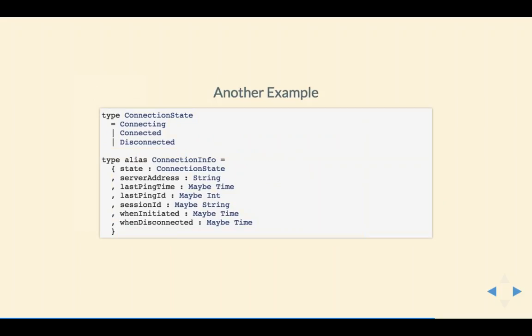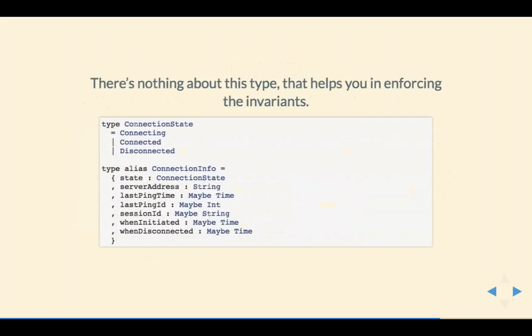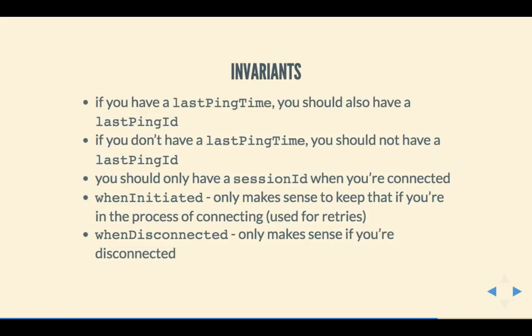But what about this guy? I've got my connection state. The three of those make sense. I'm either connecting or connected or disconnected. But then I've got the server address, the last ping time, the last ping ID, session ID, when the session was initiated, when it was disconnected. And they're all maybes because sometimes they apply and sometimes they don't. But because they're all maybes, I've got these rules. I've got these invariants, like I should only have a last ping time when I also have a last ping ID. To have one without the other makes no sense. If that happens, there's been a problem. But I can construct that object where both of those have a nothing instead of a just. The same goes with the last ping as a duplication. Anyway, there are rules here about the structure of the program, and the compiler is not doing anything to help me get those right now.